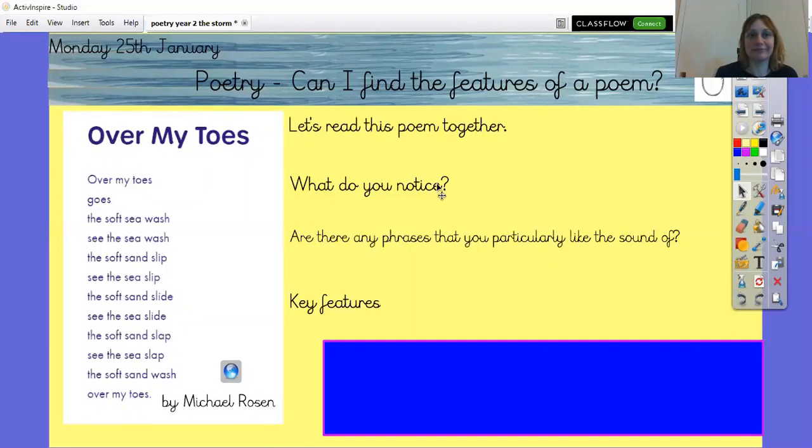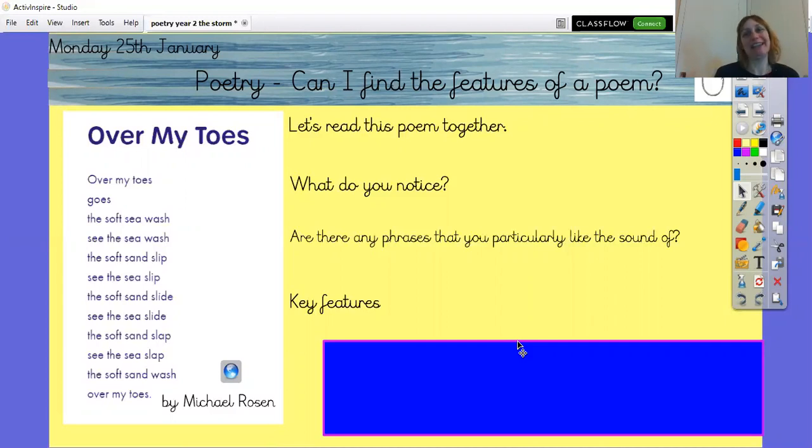Over my toes. Over my toes goes the soft sea wash. See the sea wash, the soft sand slip. See the sea slip, the soft sand slide. See the sea slide, the soft sand slap. See the sea slap, the soft sand wash over my toes.